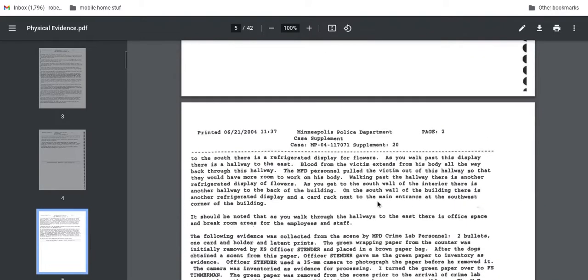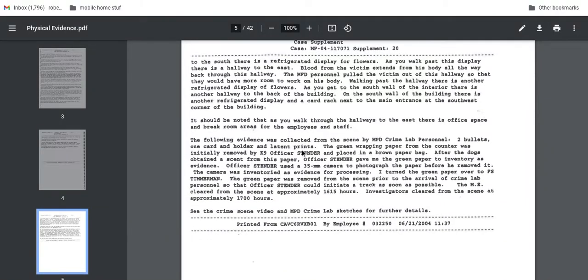On the second one, I only have page 2, but it's more detailed on what exactly was found at this scene and what was collected. Okay, the 2 fired deformed bullets, 1 card holder, and then the prints, because they processed it for prints, green wrapping paper, and that was that. Okay.